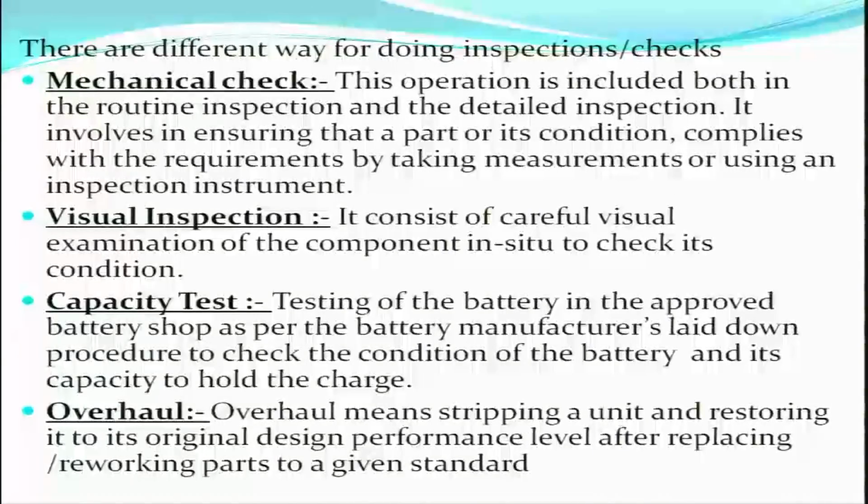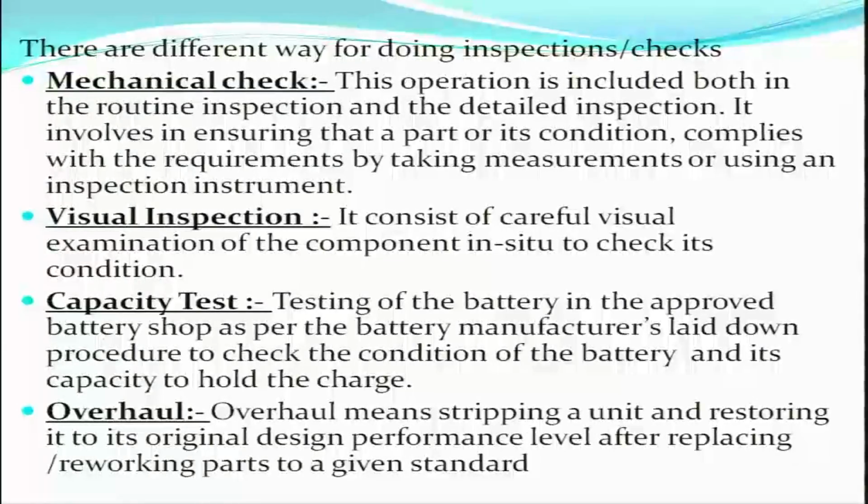Now, in the mechanical check, you can inspect the part or the component by taking measurements or by using another instrument. Particular area or the component or the instrument can be inspected. So, mechanical checks involve ensuring the condition of the part, complying with the requirements of the manufacturer by taking measurements which are as specified in the maintenance manual, or by using another inspection instrument.